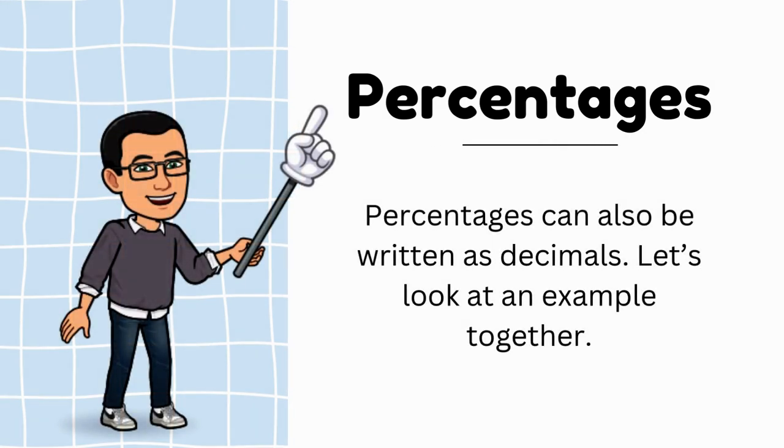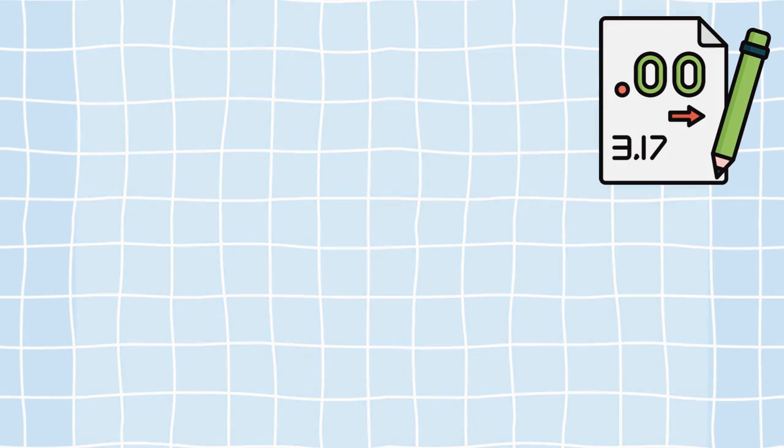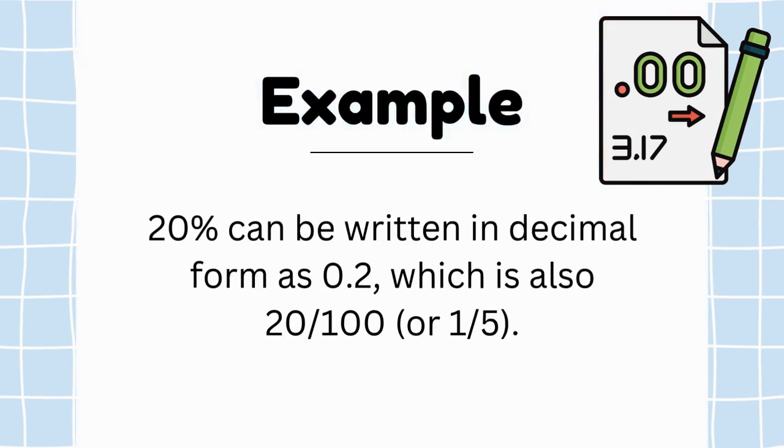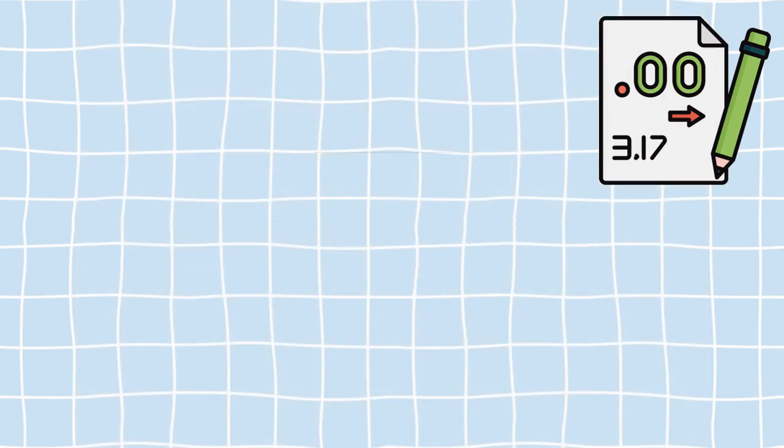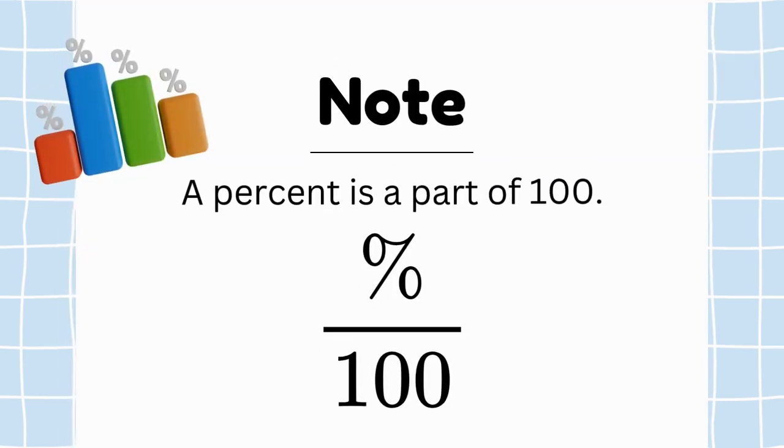More pertinently, though, percentages can be written as decimals. Let's look at an example. 20% can be written as 0.2 since it is 20 over 100, as well as being 1/5. And so because a percent is a part out of 100, we're going to use this structure to help us answer some questions.